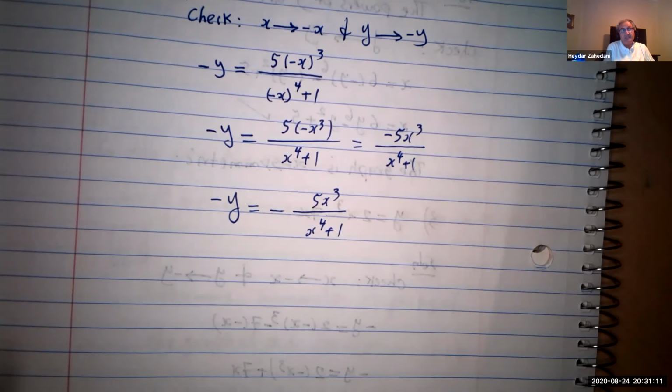Because the bottom one is positive, x to the fourth plus 1 is always positive. So that's why we are not going to worry about it. So the sign on the top is going to be the sign of y. Now we have to solve for y.